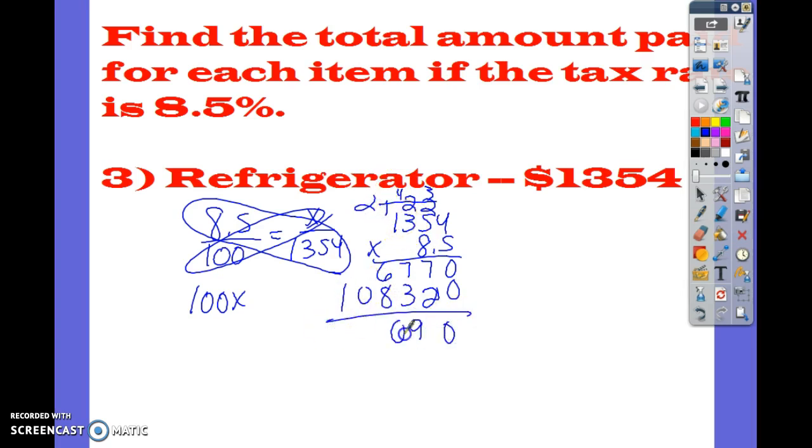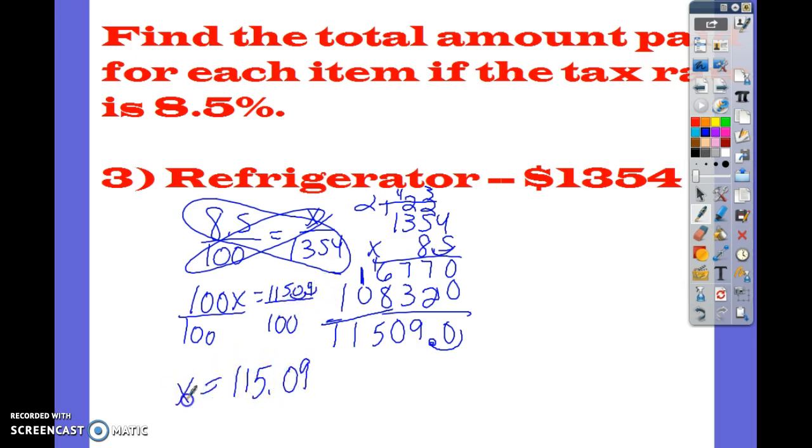And then we add. We need 1 decimal place. And when we added here, this was 1415. I should have carried a 1 right here, so this should be a 1. So I apologize for that. So this was 15, carry the 1, so that's a 1 there. So we get 11,509. When we divide by 100, our decimal moves 2 places to the left. So we have $115.09. This is going to be our tax.